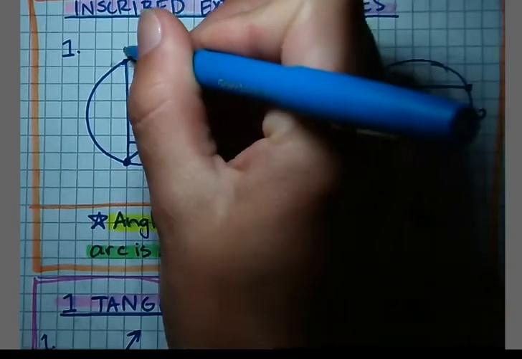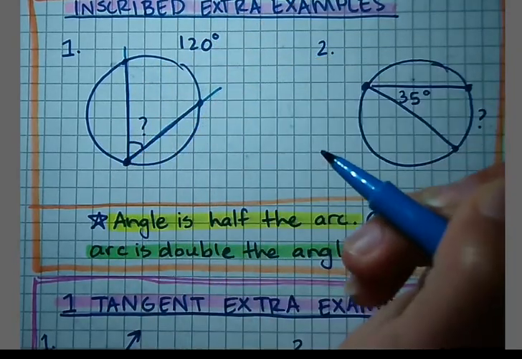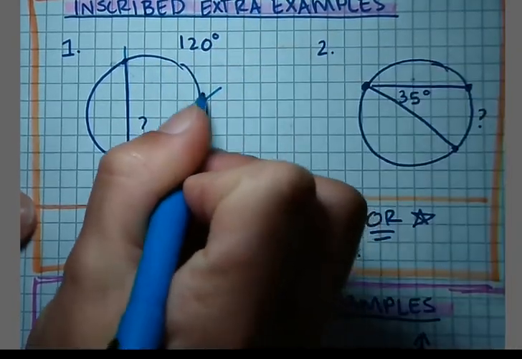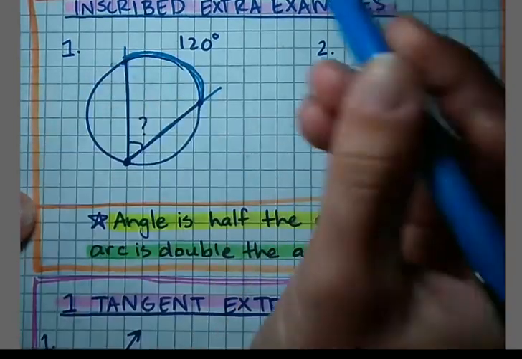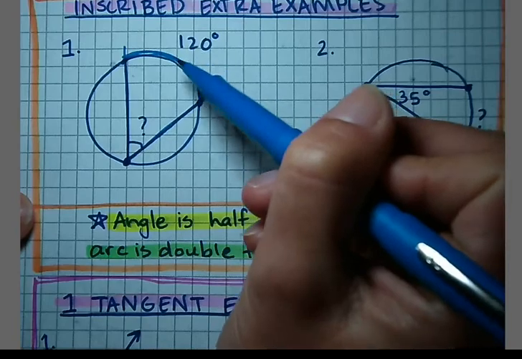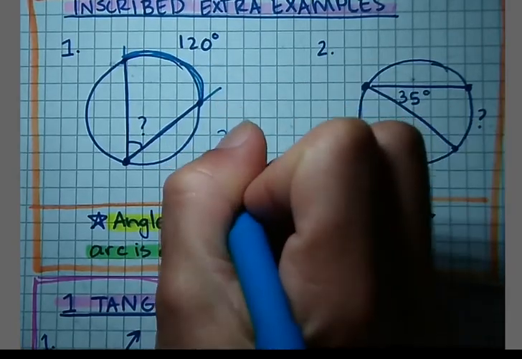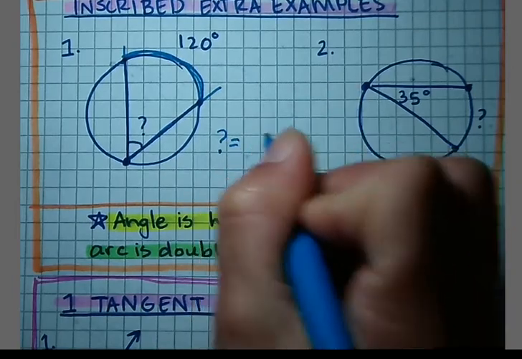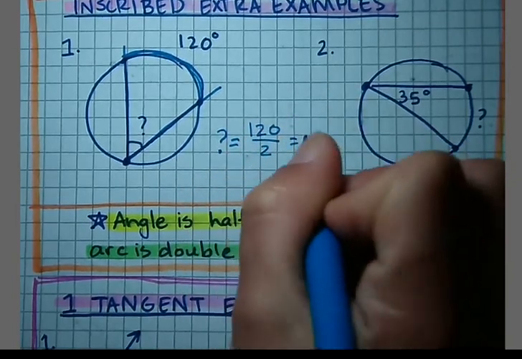So here we have this angle, which is opening up to this arc. Since this is the arc that we're looking at with the angle, we can just say the angle is half of the arc. So this angle is equal to half of 120, which is 60 degrees.